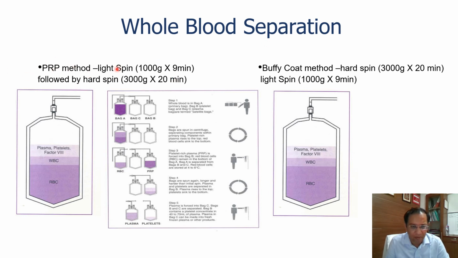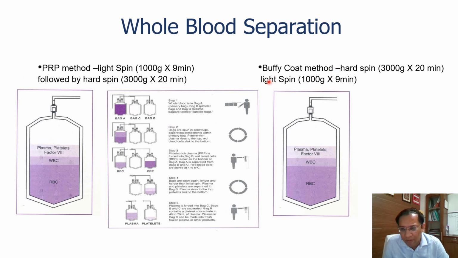PRP method essentially means there is a light spin followed by a hard spin. That is, the light spin is the lower spin or the lighter spin, followed by a hard spin. So the light spin will lead to a formation of PRP, from which later platelets and plasma can be separated.